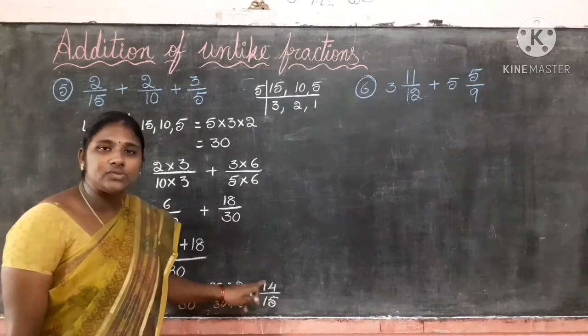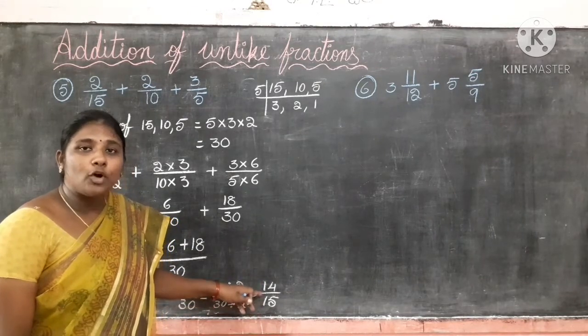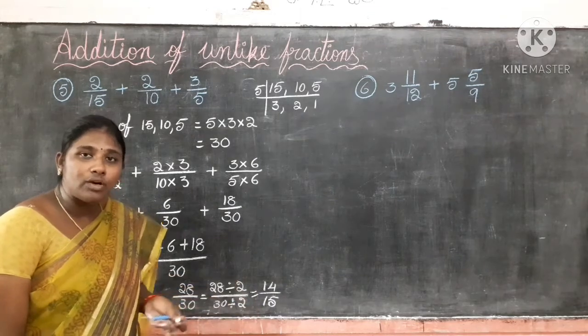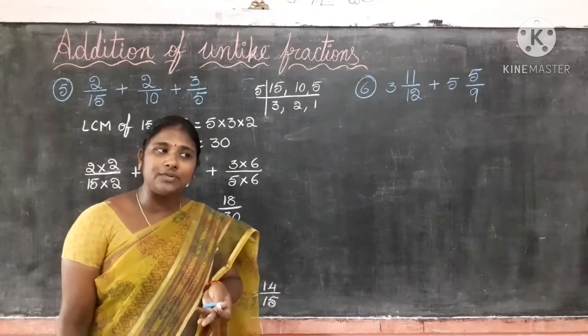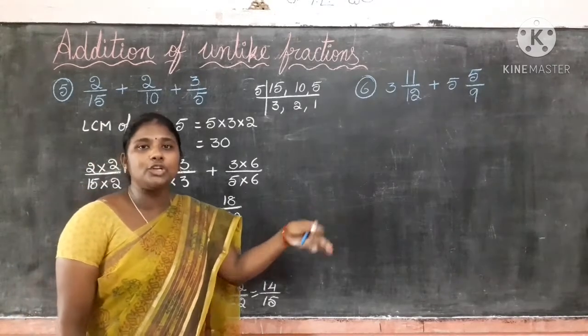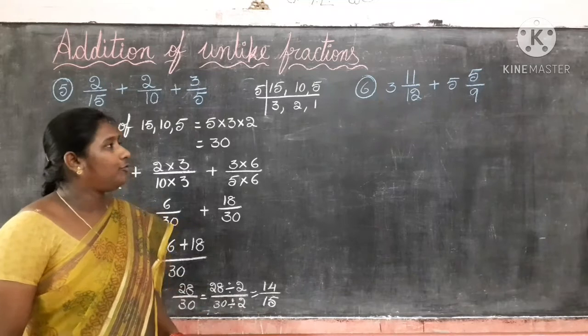14 by 15. This 14 by 15 is what fraction? It is a proper fraction. So can we convert a proper fraction to mixed fraction? No. We have to convert an improper fraction to mixed fraction. So the answer is 14 by 15.